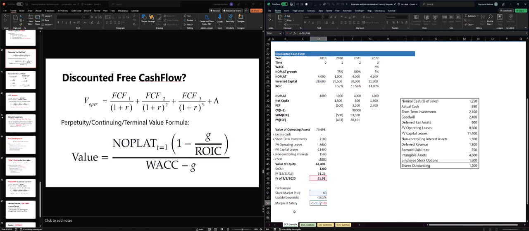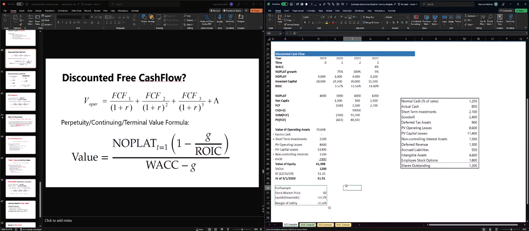So for margin of safety, your base of truth is the intrinsic value, the price that you figured out. For the upside and downside, your base of truth is what it's trading at right now. If it's negative, then why would you buy it, right? If your potential earning is negative, if you lose money, then why would you buy it?